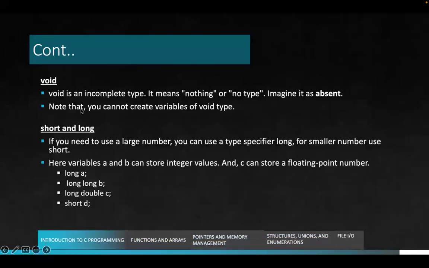Next, void. This is a very interesting data type which is used in C programming. If you have nothing to do, if you don't need to write or send or process any input, then you can use void. Void is nothing but an incomplete type. It means it doesn't hold anything, barely nothing. And if you create a variable of it, it won't create any void type.